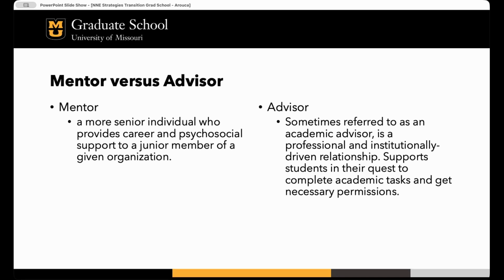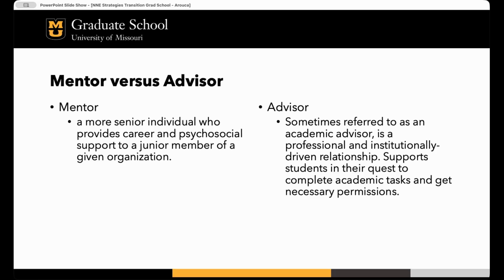Before we talk about aligning expectations, I want you to be aware that different contexts, different fields, different discipline cultures have different ideas of what mentoring in graduate school will be like. And they have different names for it. But typically, when you're thinking about a mentor, you're thinking about a more senior individual who provides career and psychosocial support to a junior member of a given organization. But you also have that in graduate education. Sometimes you have formal mentors, informal mentors, but they are providing you with this career and psychosocial support.